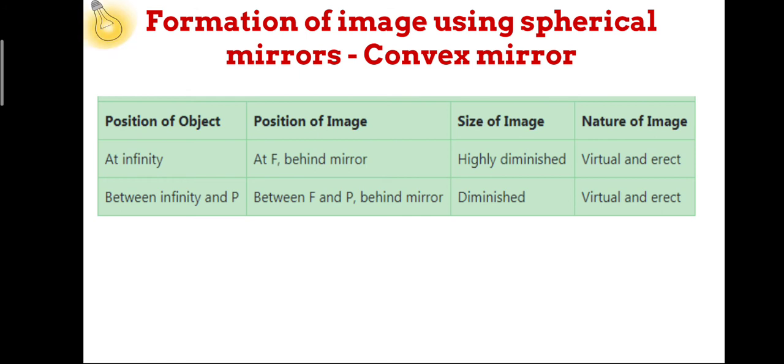To summarize the image formed using a convex mirror, we can see that if we place the object at infinity, we get a virtual and erect image, and even if the object is placed between infinity and P, the virtual and erect image remains the same. Whereas for a concave mirror, it is not so.